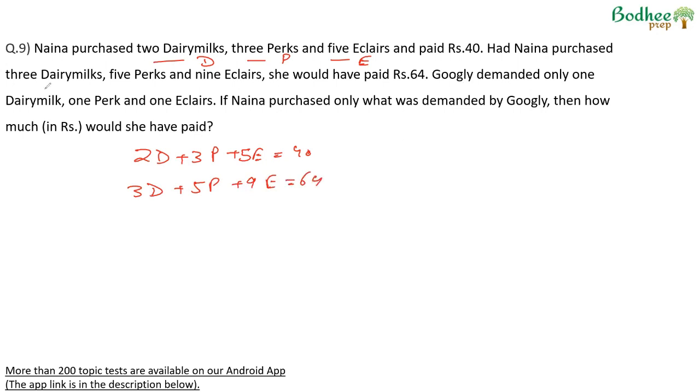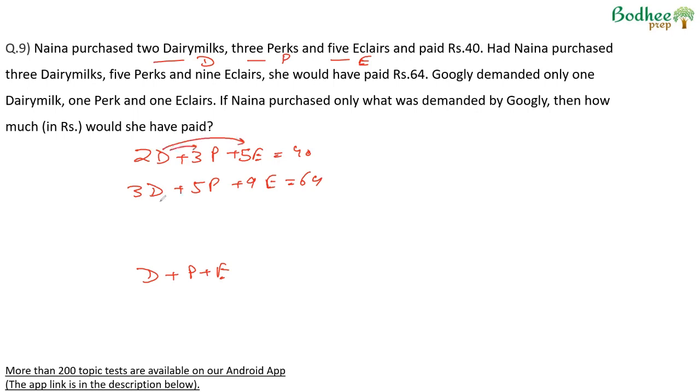Google demanded only 1 dairy milk, 1 perk, and 1 eclair. If Nana purchased only what was demanded by Google, then how much would she have paid? So basically, we are looking at D plus P plus E. There are 2 equations from where we will have to find the value of D plus P plus E. Individual prices may not be possible, but the difference here is 3.